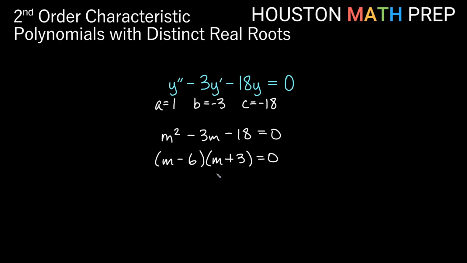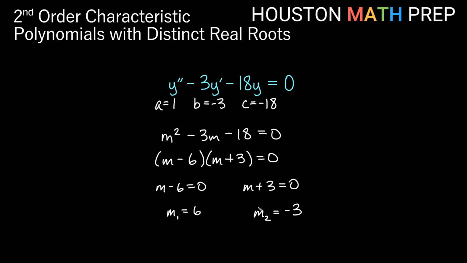This actually factors, so in this case we'll get m minus 6 times m plus 3 equal to 0. Once we have our factors equal to 0, remember, set each factor equal to 0 and solve. So we'll get m minus 6 is 0. We'll get m plus 3 is equal to 0. If I add 6 to both sides here, I get my first m value is 6. Over here, subtracting 3 on both sides, I get my second m value is negative 3.